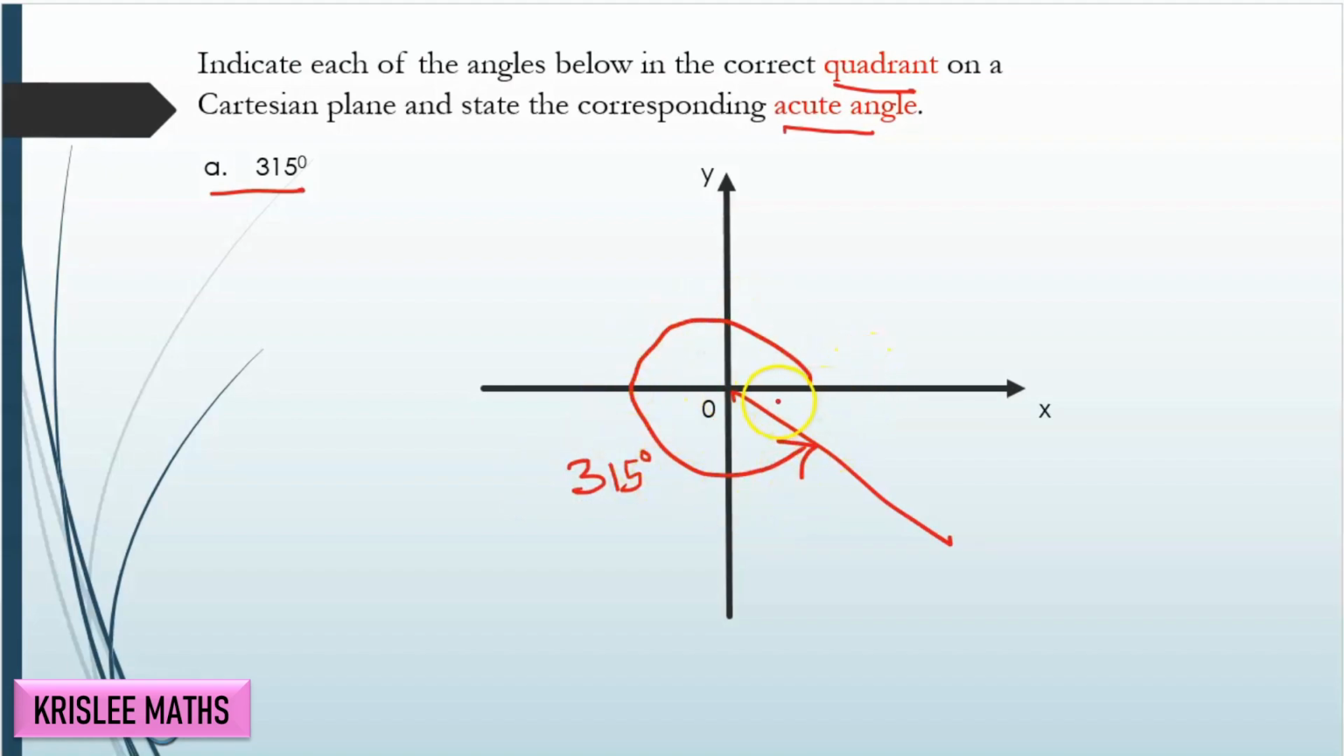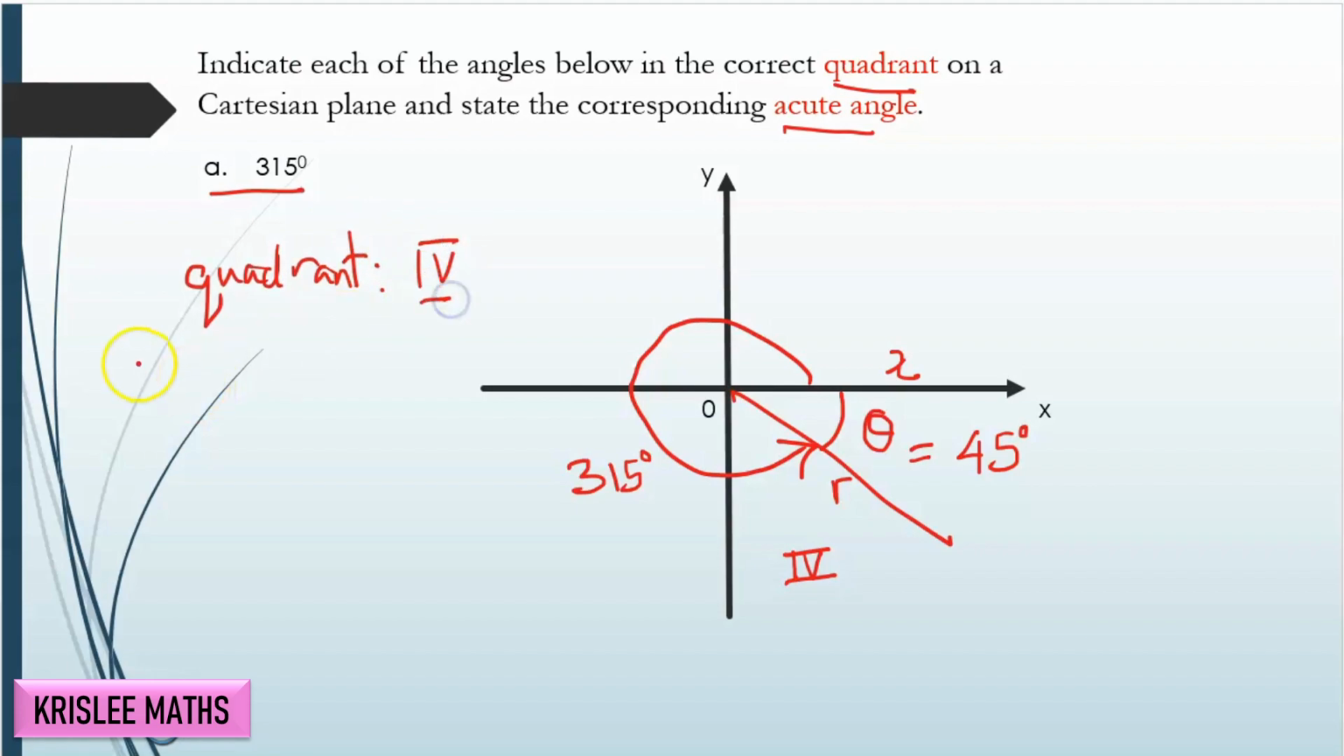Okay, now therefore we can identify the quadrant. So this is the fourth quadrant, and the acute angle, remember the acute angle must lie between the radius and the x-axis. So here the acute angle equals 45 degree. So you need to state the quadrant. So what is the quadrant? The quadrant is fourth quadrant, and the acute angle value is 45 degree.